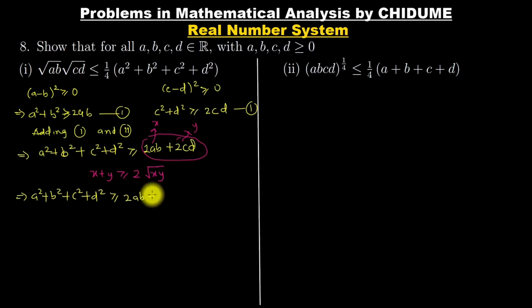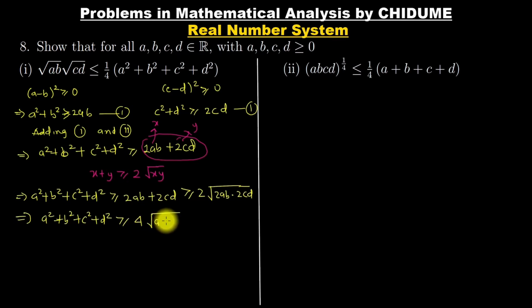2ab plus 2cd. If I apply the AM-GM inequality, this is going to be greater than or equal to 2 multiplied by the square root of 2ab multiplied by 2cd. Which implies that a square plus b square plus c square plus d square is greater than or equal to 2 times 2, which gives us 4, so the square root of 4 gives us 2, and 2 times 2 gives us 4 here again. So we have 4 times the square root of a multiplied by b multiplied by c multiplied by d.